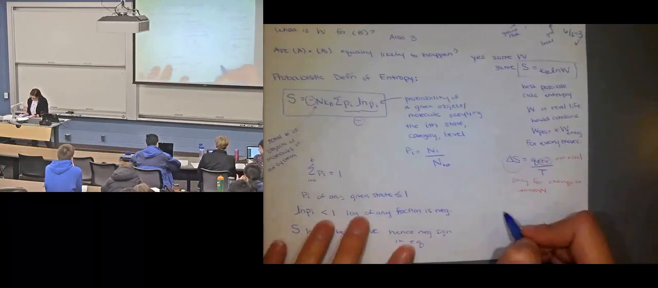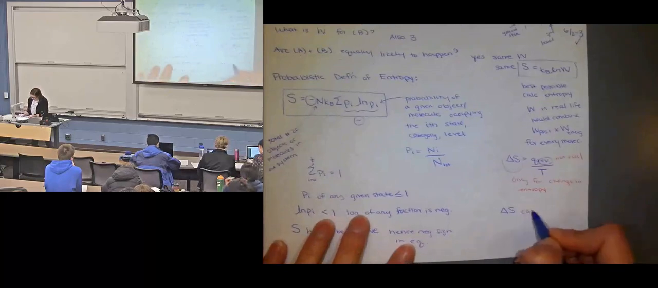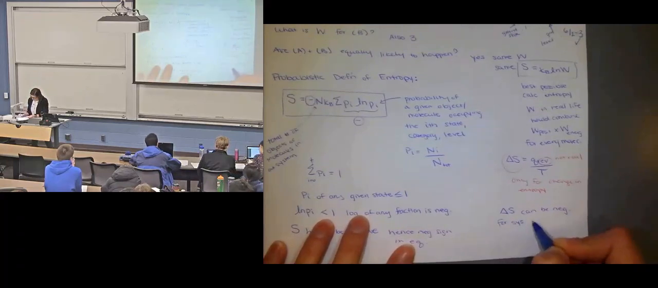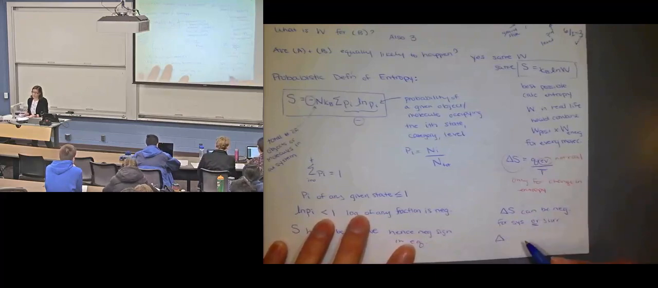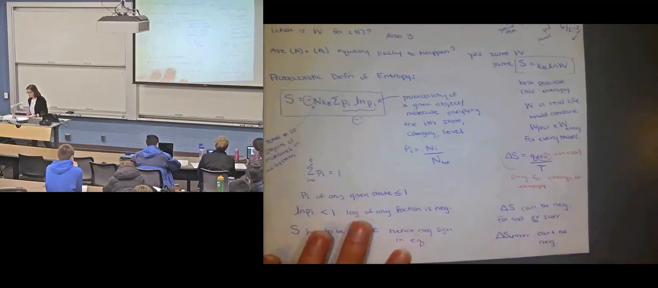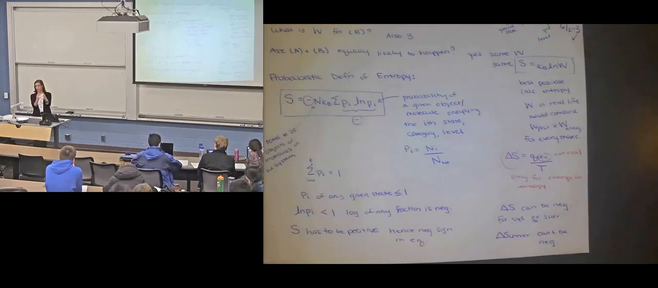Now, delta S can be negative for your system or your surroundings, but not both. Or at least not both at the same time. Delta S universe can't be negative. So you can have a local change in entropy that lowers entropy for your system, but that would mean it's going to be matched by some increase in the surroundings such that the overall universe won't have a negative change.